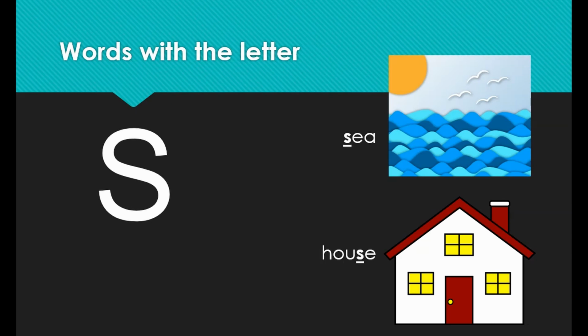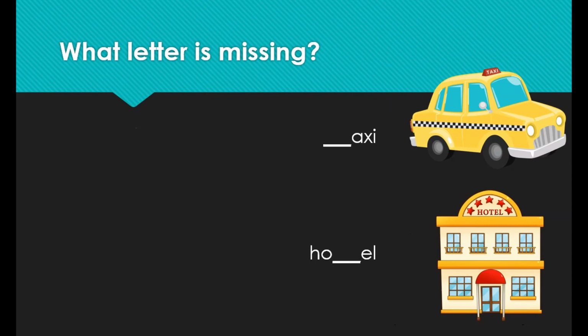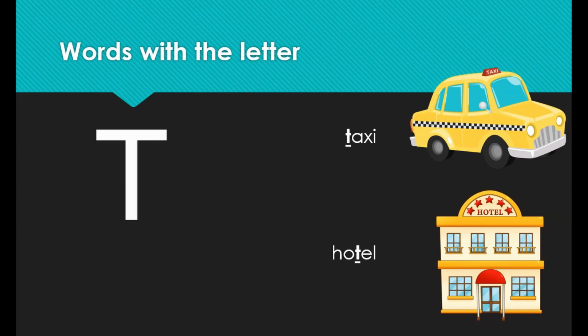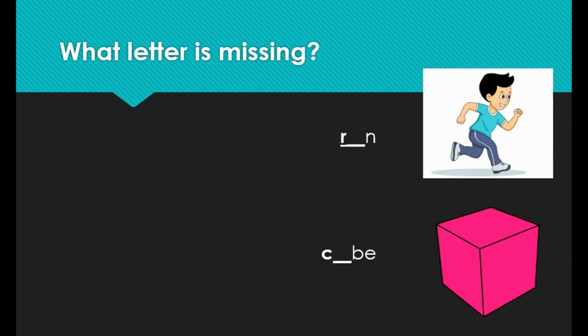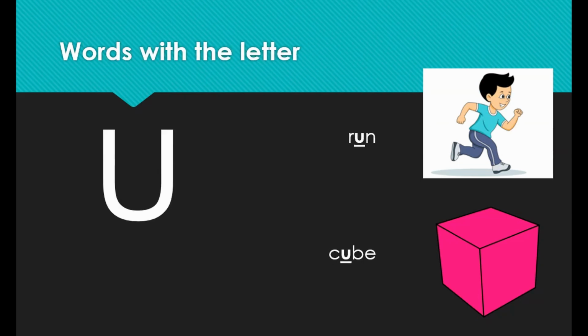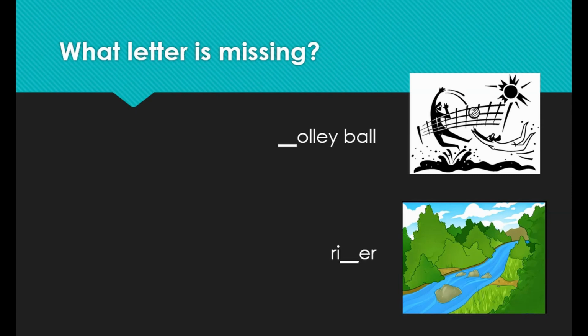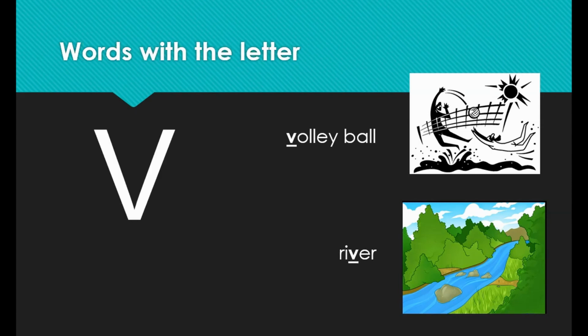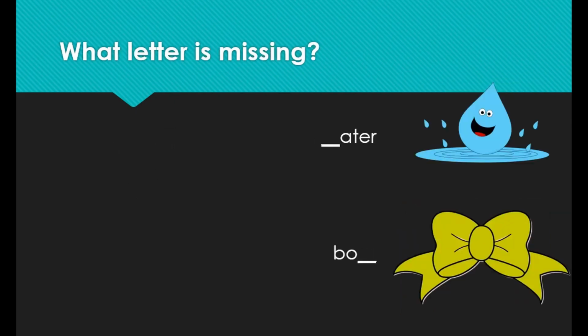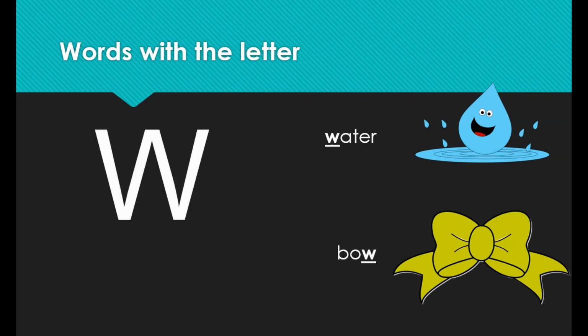S, sea, house. What letter is missing? T, taxi, hotel. What letter is missing? U, run, cube. What letter is missing? V, volleyball, river. What letter is missing? W, water, bow.